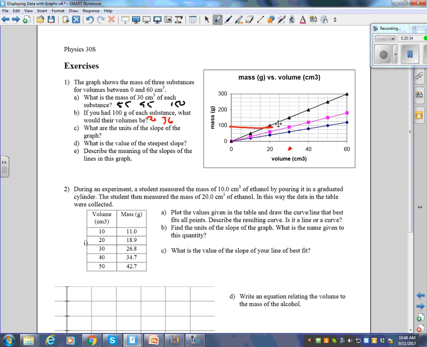And then way over here, 60? It's like 50. Okay, so those are relatively easy, especially if I had a bigger graph and I was not quite as blind as I am. What are the units of the slope of the graph?